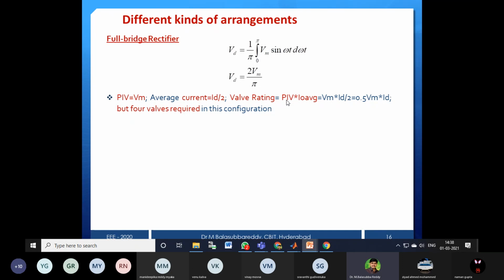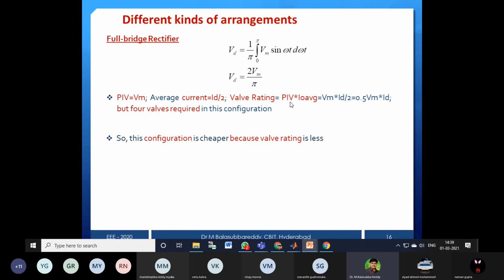That is another problem in this case. But one advantage is that each valve rating is reduced to half compared to the midpoint, for the same load we are operating, and this configuration is cheaper because the valve rating is less. Whereas the midpoint configuration is costly, since the peak inverse voltage is 2Vm.